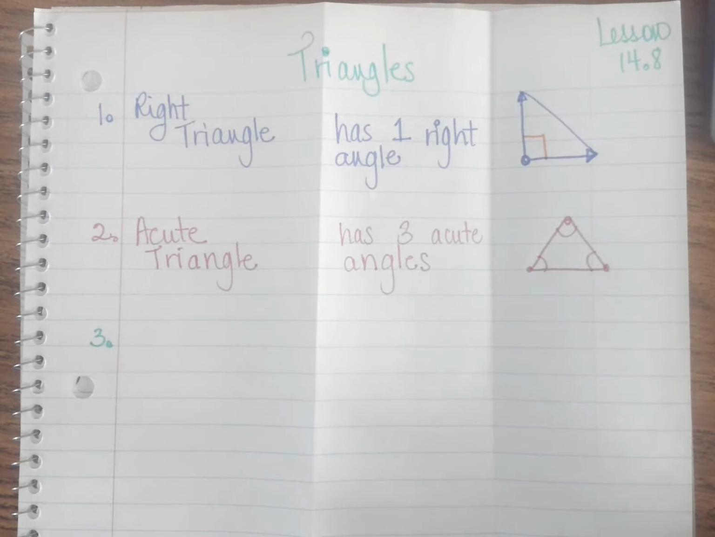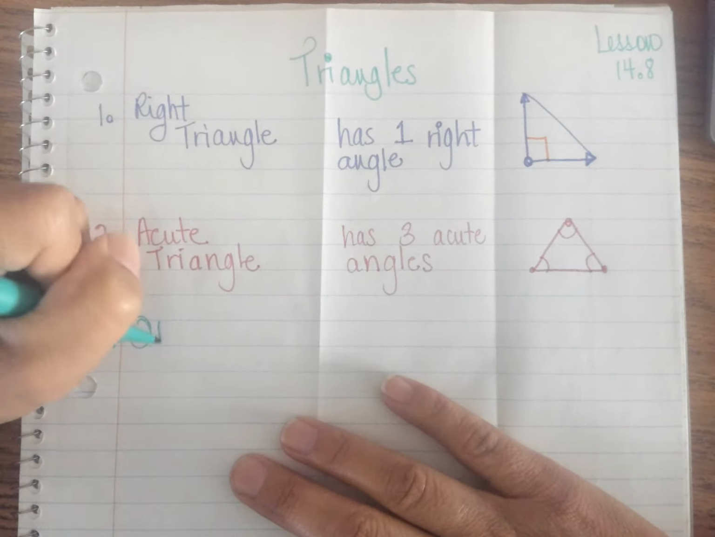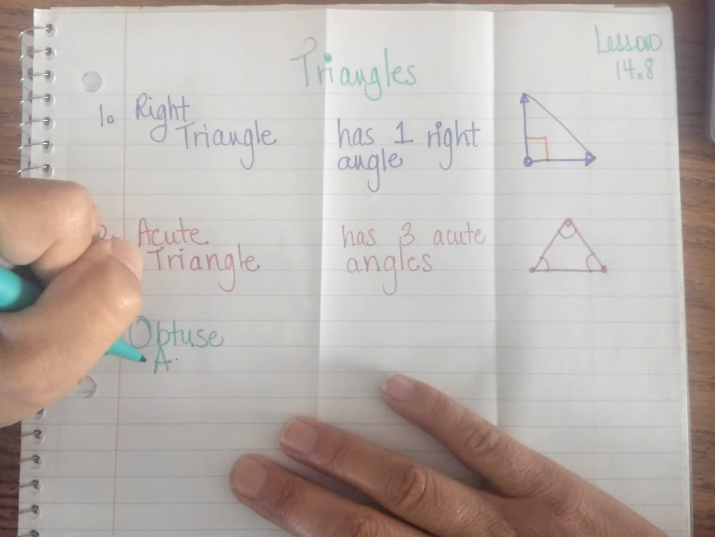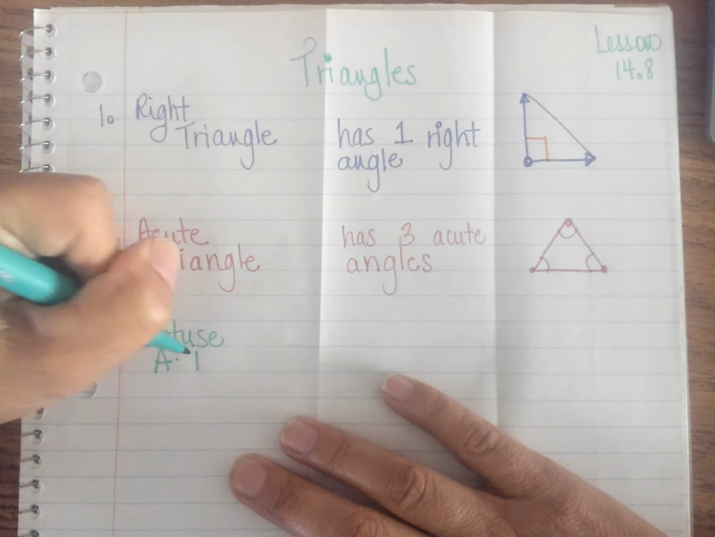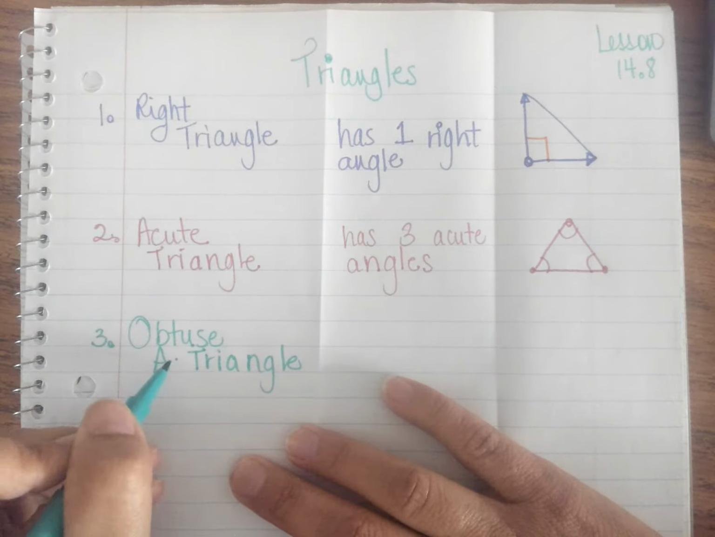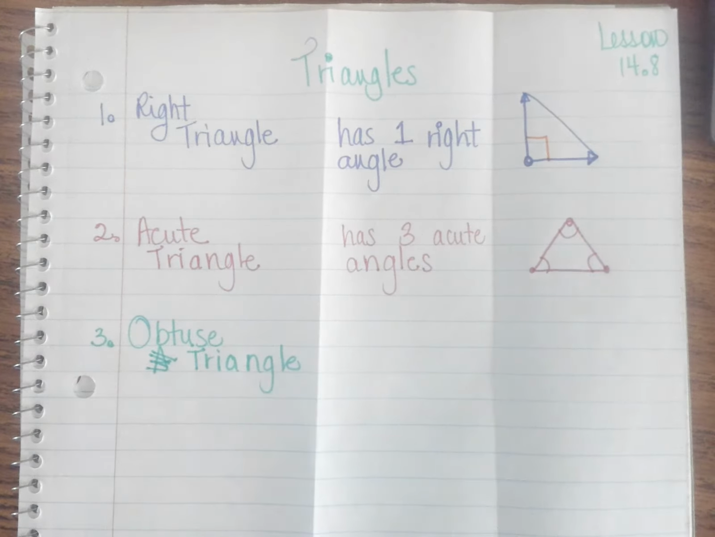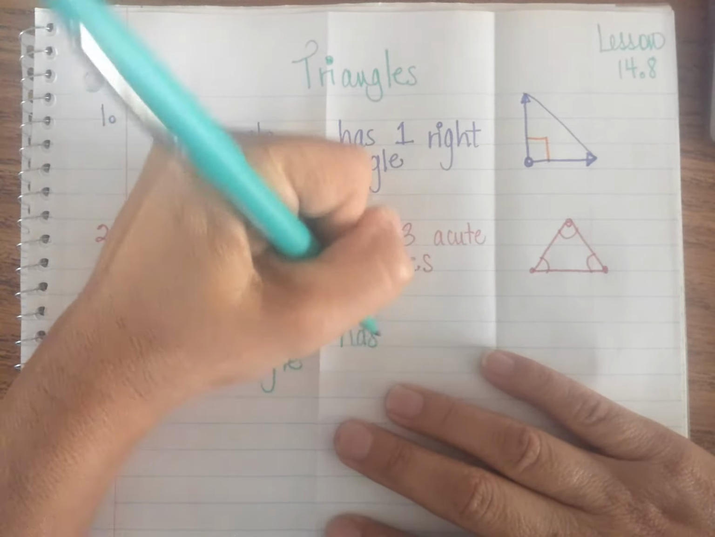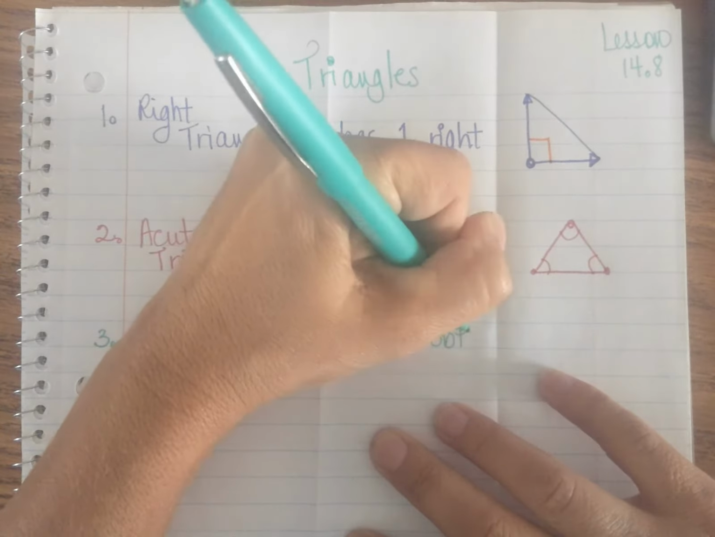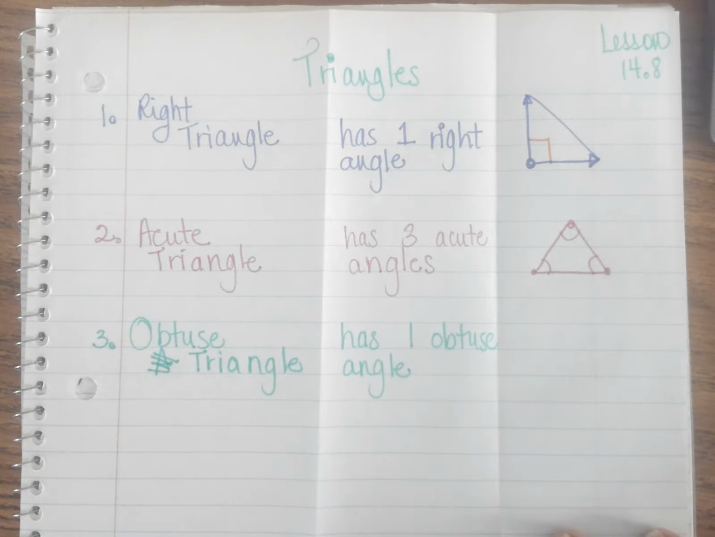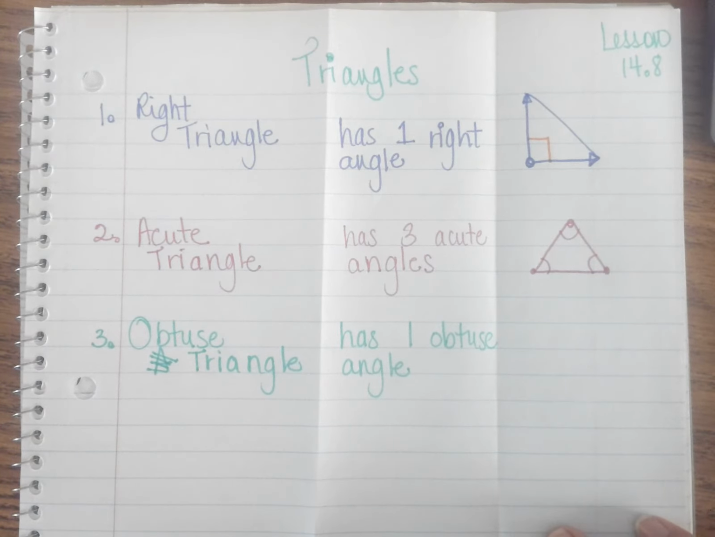Okay, we're on obtuse angle triangle. They're just so similar. We don't need that A. It only has one obtuse angle. Maybe because there's no way to draw two obtuse angles in a triangle.